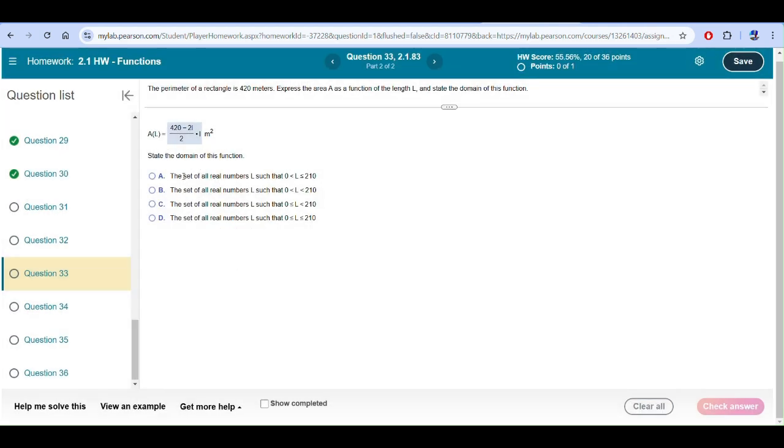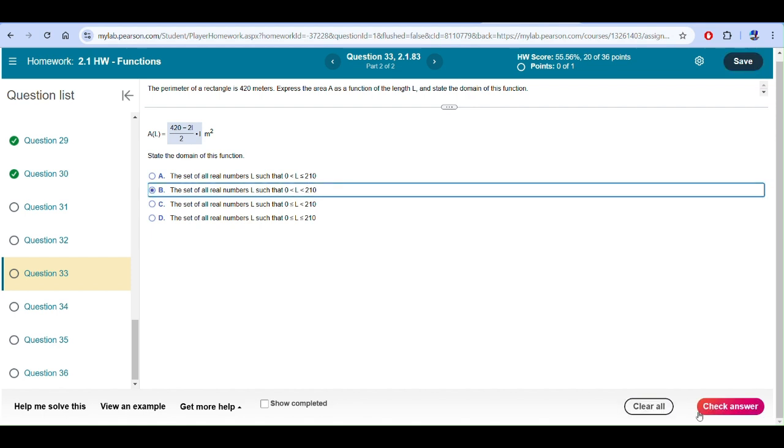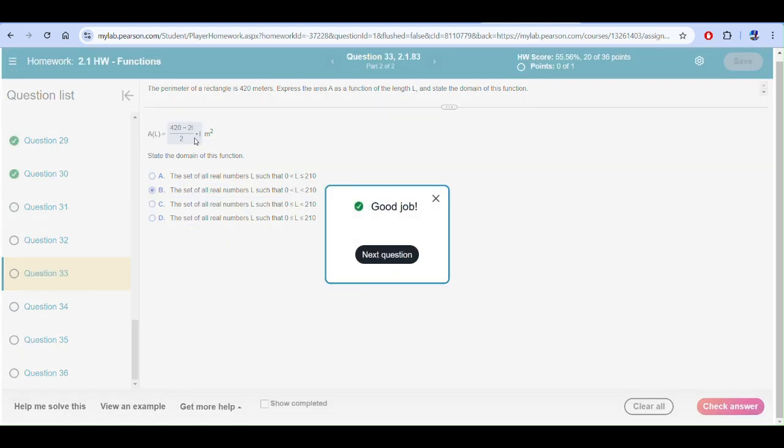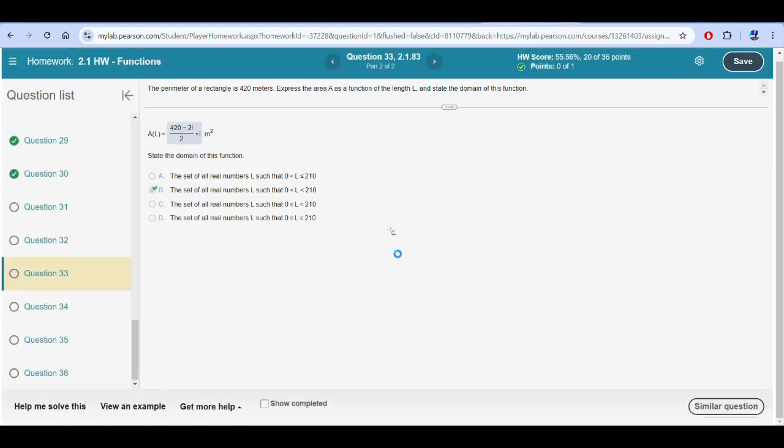Alright, so here the domain should be all sets of real numbers such that L is between, well, it can't be 0, because then you're going to have a piece of paper. I'm going to say between 0 and 210. Yeah, it can't be the extremes, because then it's just a flat piece of paper.